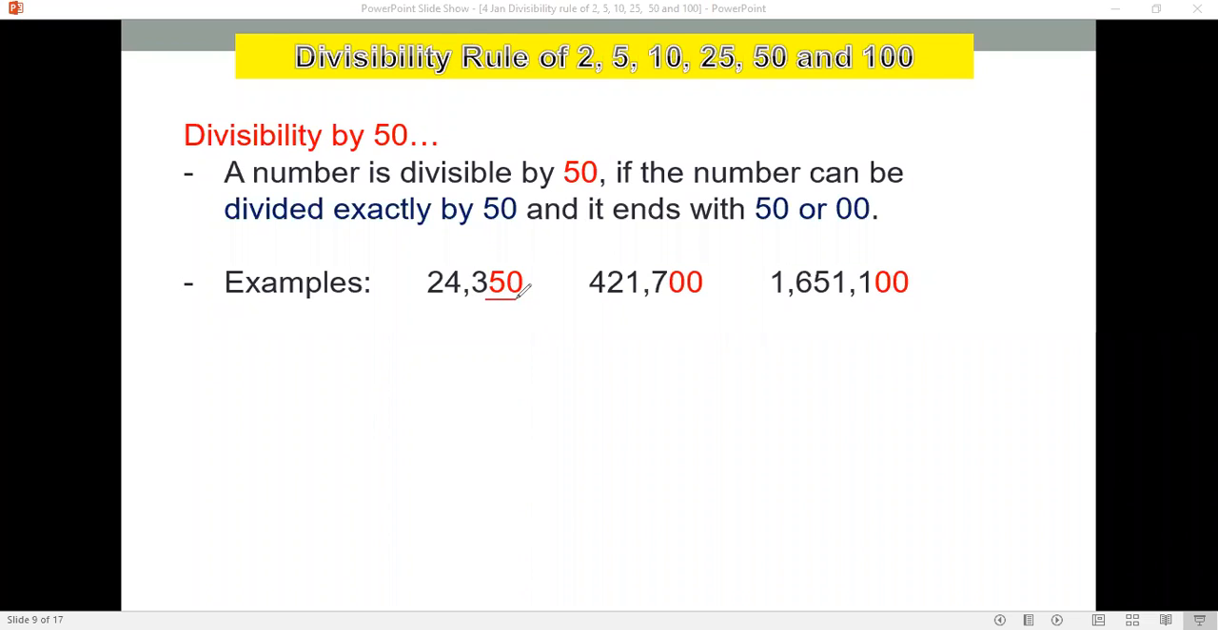24,350 ends with 50. Therefore, yes, it is divisible by 50. 421,700 ends with 00. Therefore, it is divisible by 50. Okay. Again, 1,651,100 ends with 00. Therefore, yes, it is divisible by 50. Easy, isn't it?